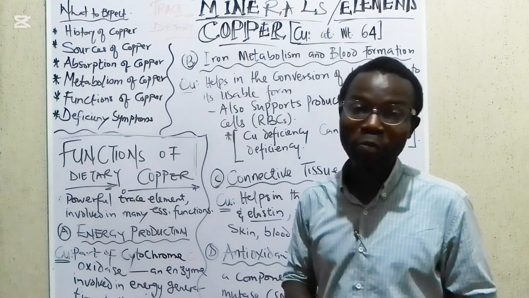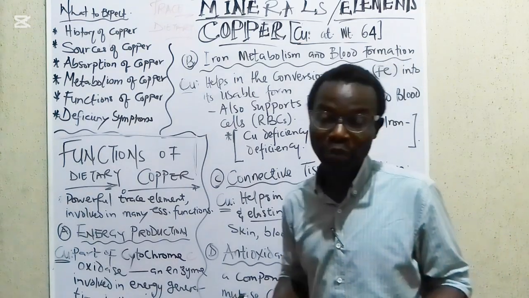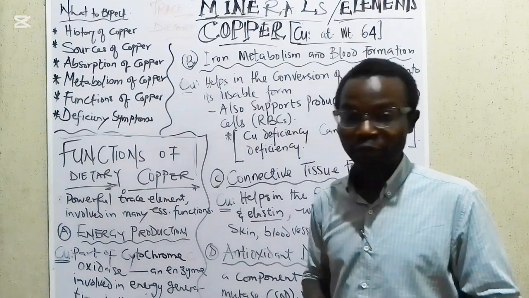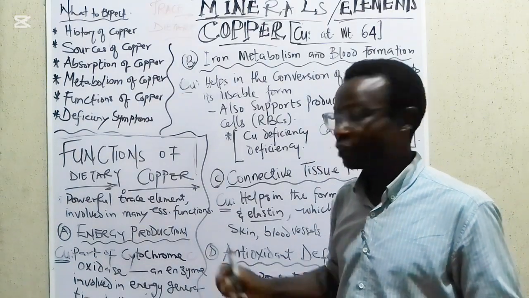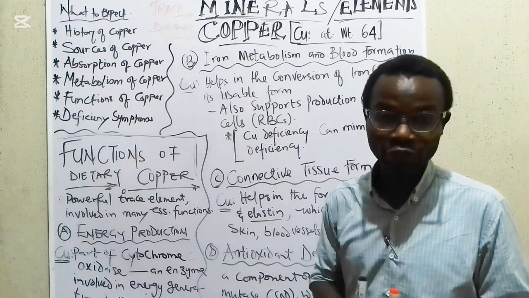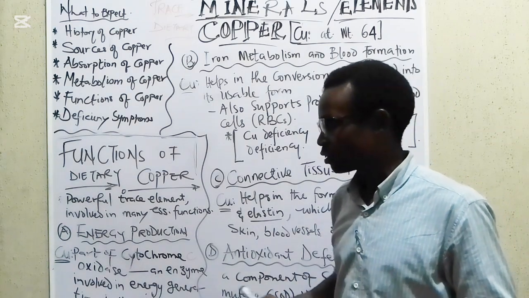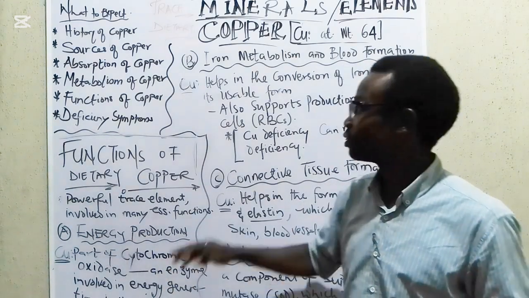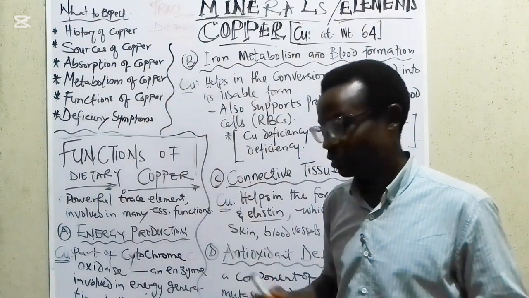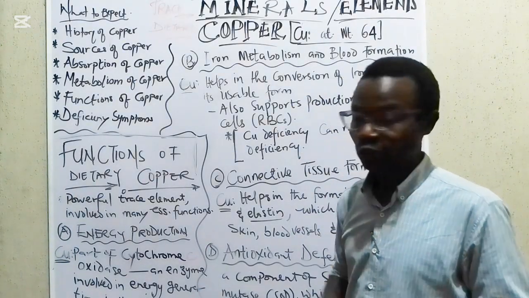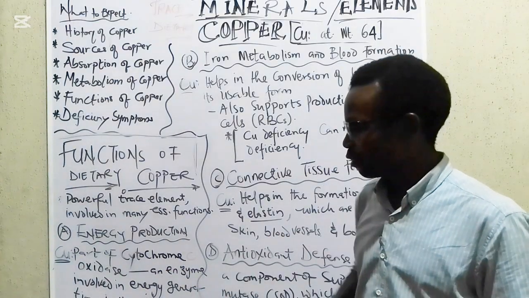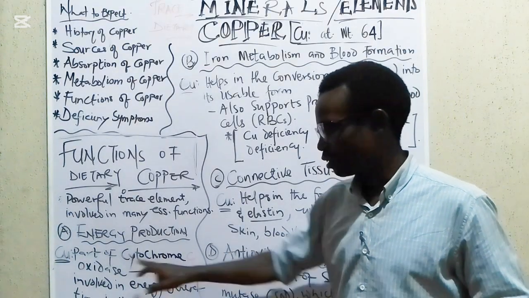So let's go now. Copper happens to be a very powerful trace element that is required in a very small quantity to have very large impact in certain areas of physiological function, in which case includes energy production, iron metabolism, and the likes that we'll consider. Now let's take it one by one. Energy production. Copper is an important part of cytochrome C oxidase.